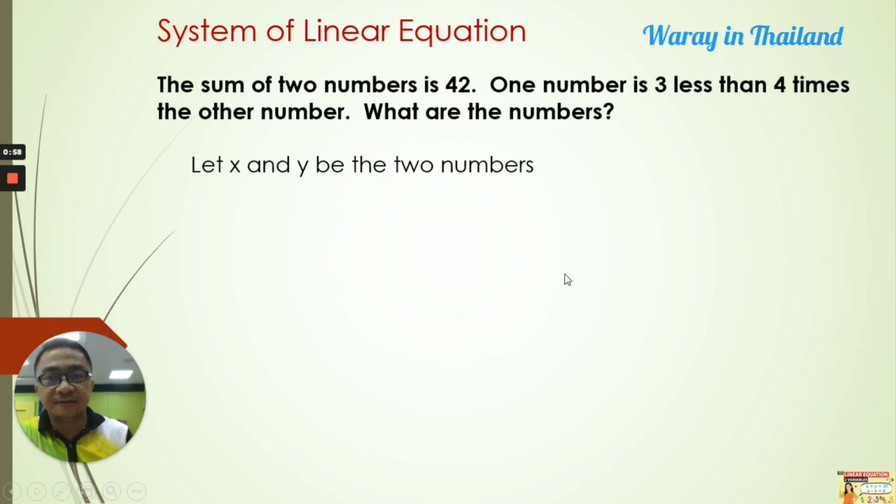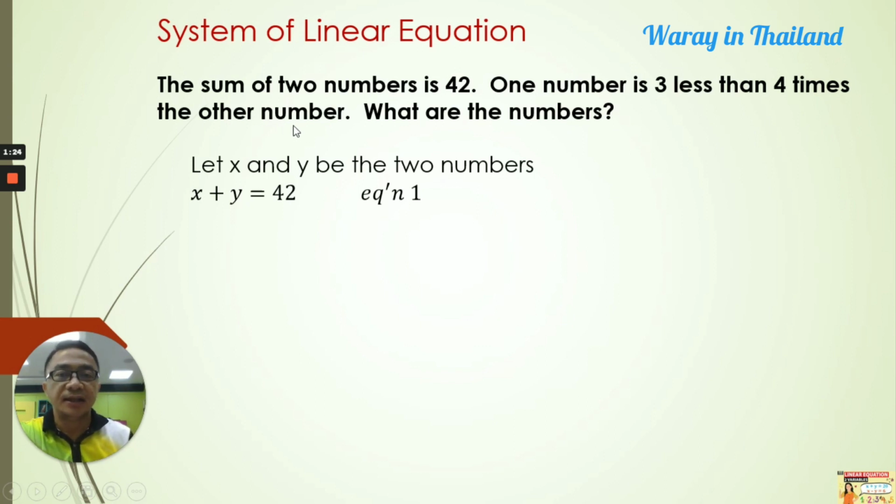Now we're going to translate the first sentence that says, the sum of two numbers is 42. So when you are getting the sum, you simply add the two numbers, right? And that is 42. So we have here x plus y equals 42, and this will serve as our equation number 1. Now the second sentence says that one number is 3 less than 4 times the other number.